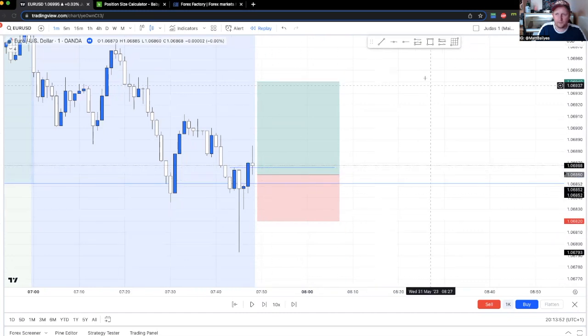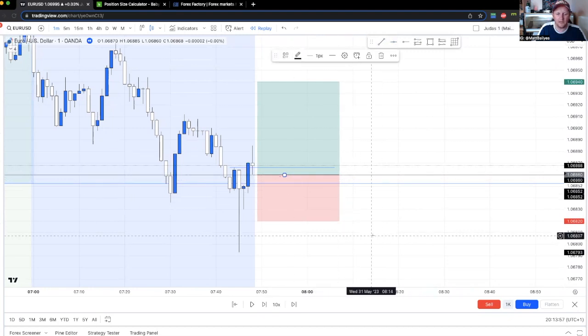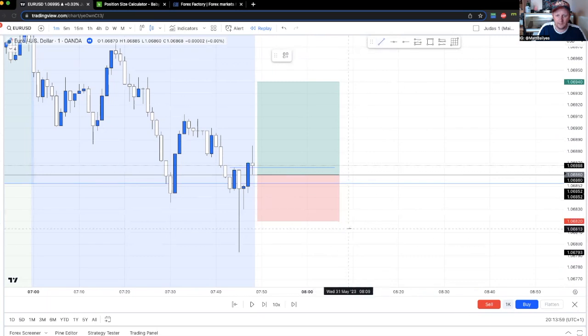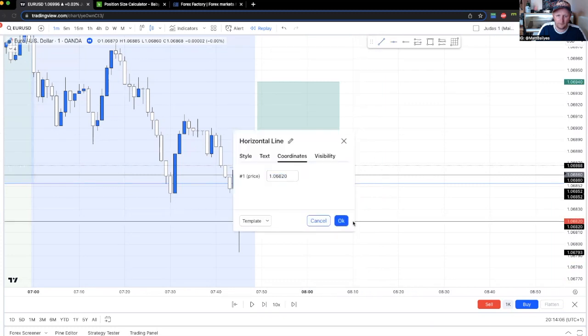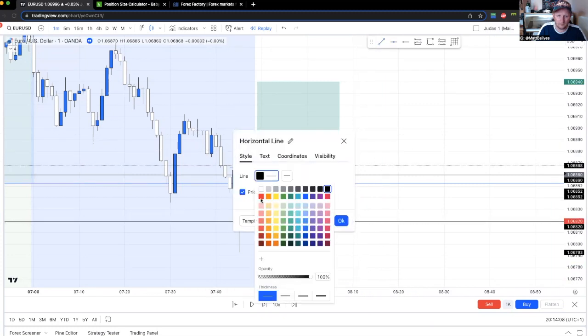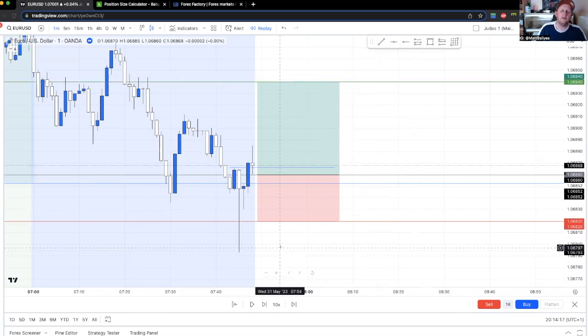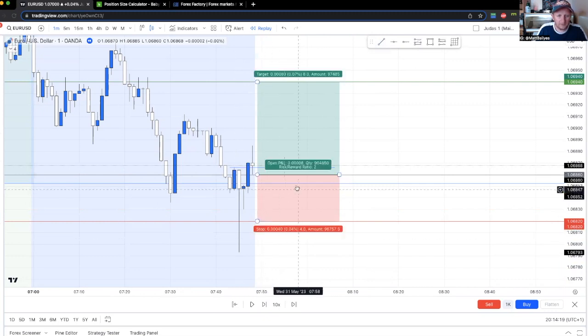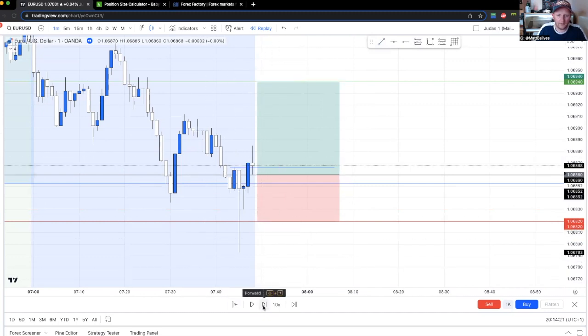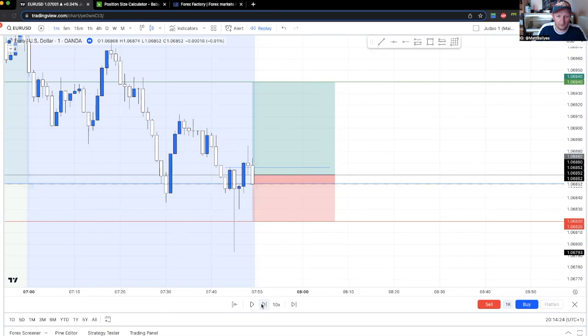So I would set a buy limit on this level right here. And I'll put my stop loss right here. And I like to have my stop loss as red. And we have our take profit at the top here. Take profit. Okay. So what we're going to be doing now is we're going to be waiting for our pending order to be taken in.